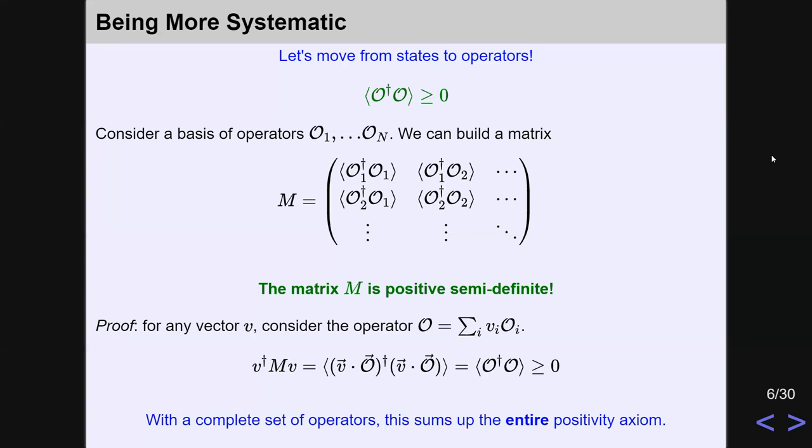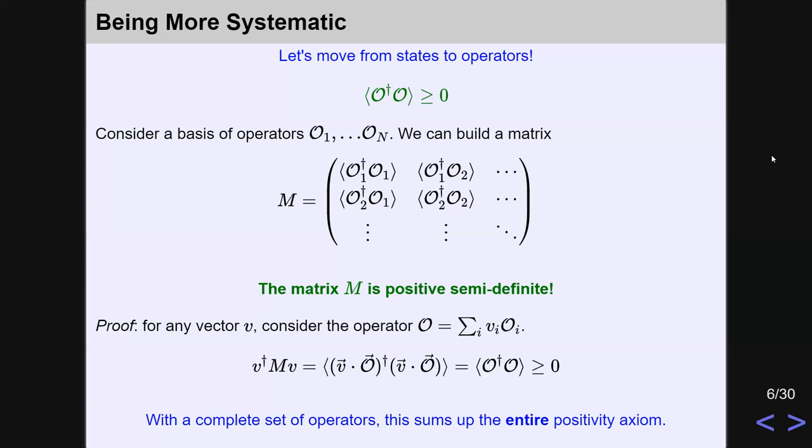I will assert this baldly and not try to convince you of it too hard. It's certainly true in finite dimensional systems. If you have a complete set of operators, so every Hermitian operator on your Hilbert space is in the span of O1 through On, then the entirety of the positivity axiom is captured by this matrix M being positive semi-definite. And therefore, all of the inequalities that describe your quantum mechanical system are in this one requirement that M is PSD.